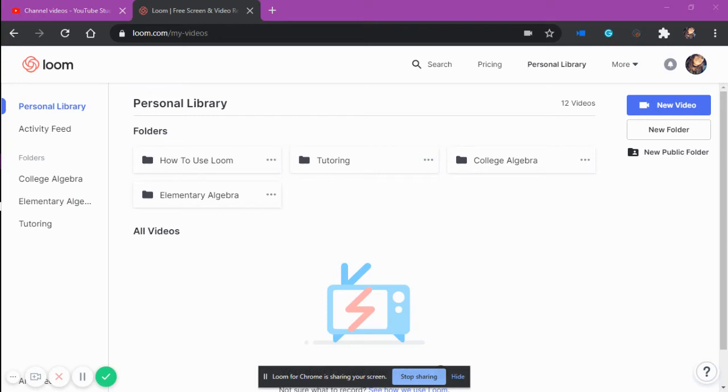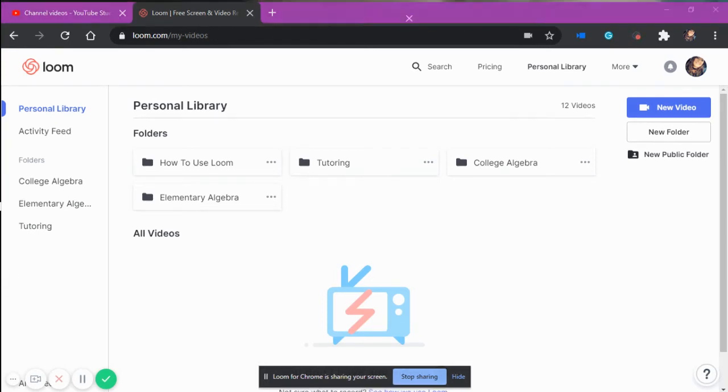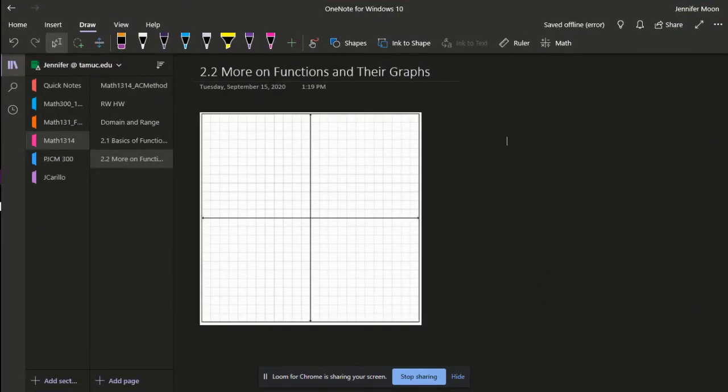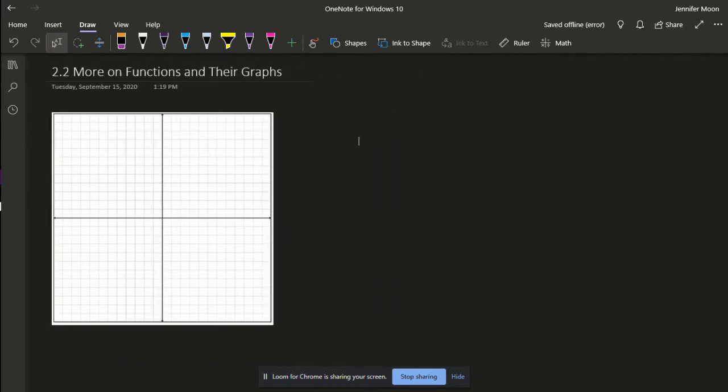Hey y'all, we are going to do functions and their graphs. We're going to do more on functions and their graphs. And here we go. So, I figured out how to save a graph and use it in this, so I'm pretty excited. So, here's my example.